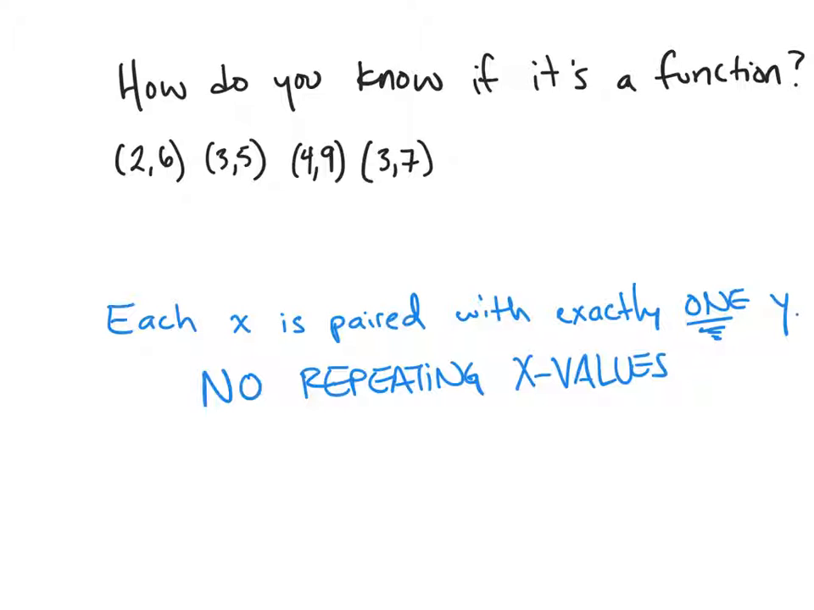So if we look at what we've got right here, this ordered pair set that I wrote up here, I have 2, 6. So I'm looking at only my x values, 2 and 6, 3 and 5, cool, 4 and 9, so far so good, 3 and 7, wait, what? Y'all. This is awful. I have 2 x's that are pairing with 2 different y's.